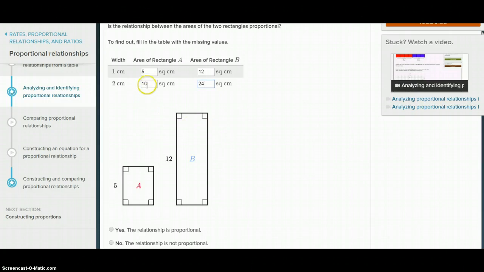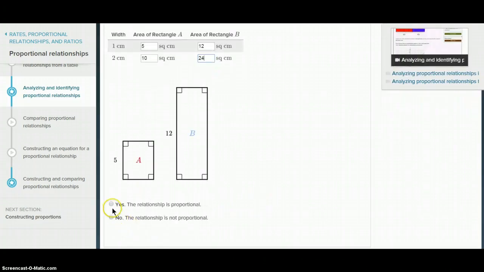Alright, and we see that they're both increasing at a proportional rate. And you can really look at this by dividing the top and the bottom right here. So 5 divided by 10, that's 1/2, and 12 divided by 24, that's 1/2. So those are the same ratios there. So it's a proportional relationship.